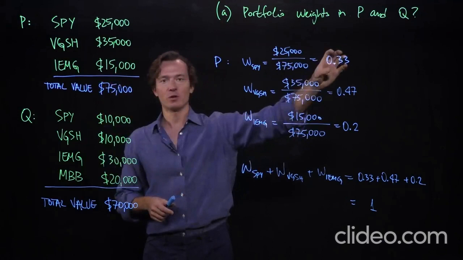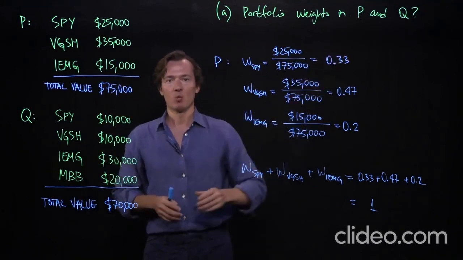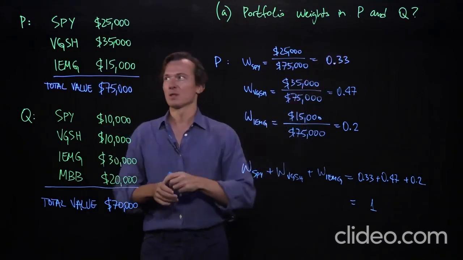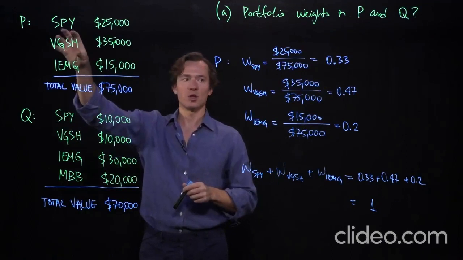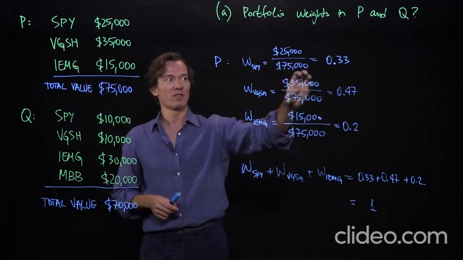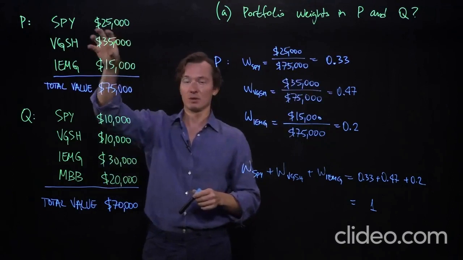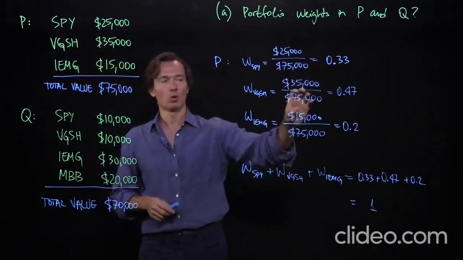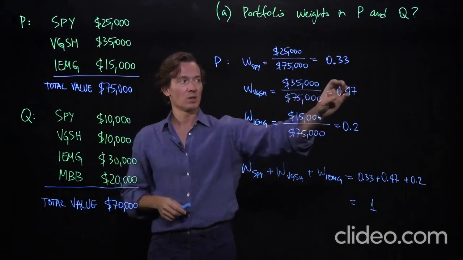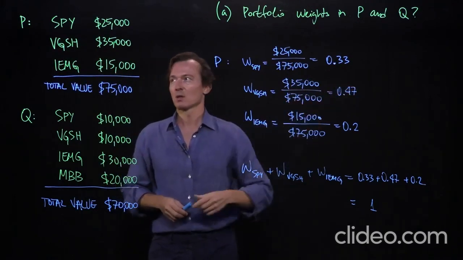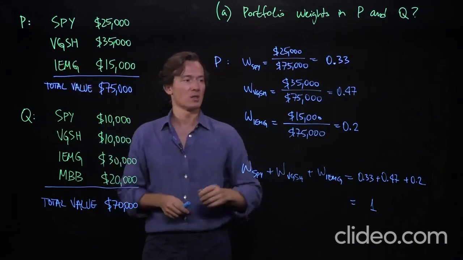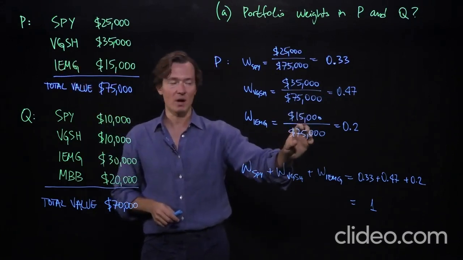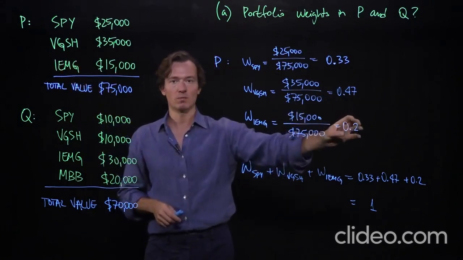This gives us 1/3, or 0.33. We're doing exactly the same for the second ETF, the short-term treasury ETF. So it is $35,000, the value of this ETF in this portfolio, divided by the total value, $75,000. This gives us 0.47. And finally, for the emerging markets ETF, 15,000 divided by 75,000 gives us 0.2.